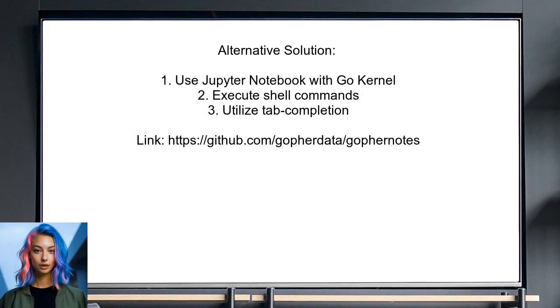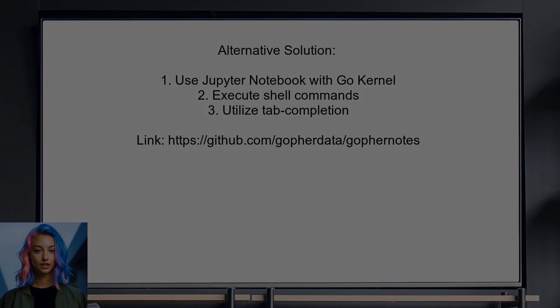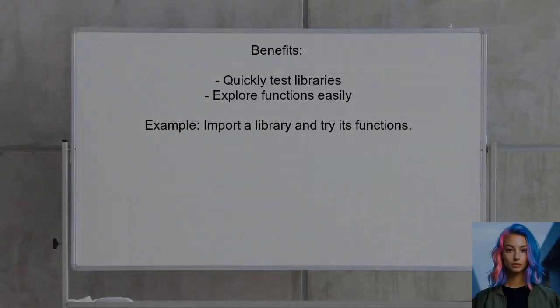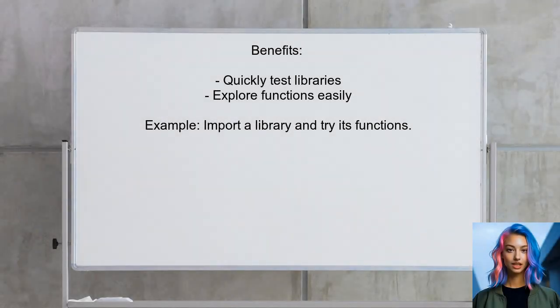Let's move forward and look at another answer. One alternative approach is to use a Jupyter notebook with a Go kernel, like Gopher Notes. While this isn't a terminal shell, it allows you to execute shell commands and use tab completion, providing a terminal-like experience. This method is particularly useful for quickly testing unfamiliar libraries and their functions, making it a handy tool for learning Golang.